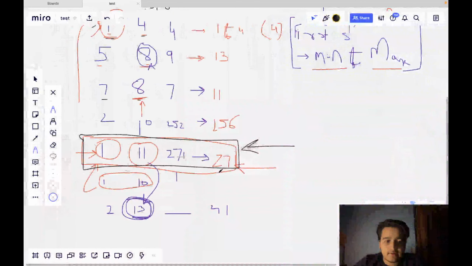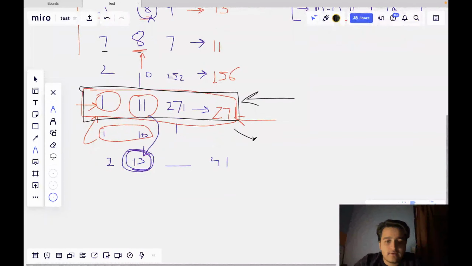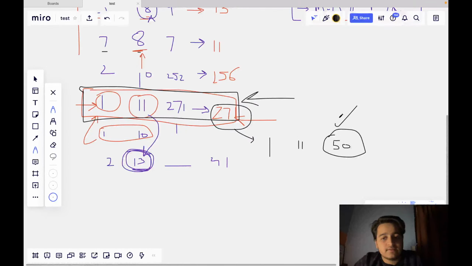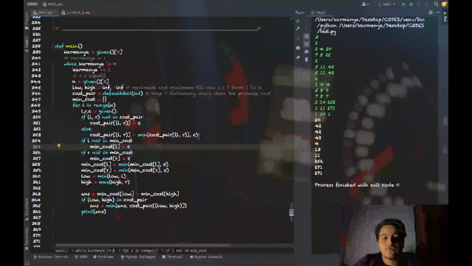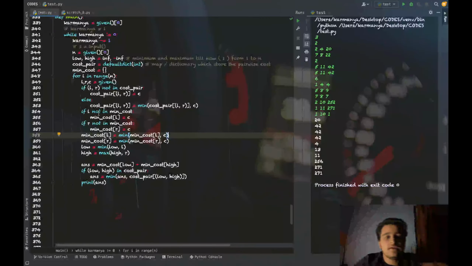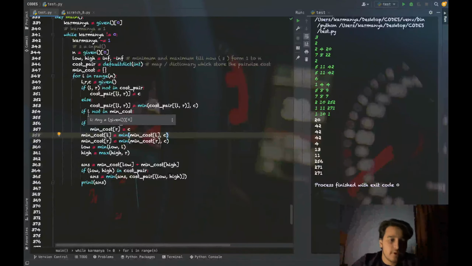Because suppose there is another segment which is like 1 to 11 and it costs only 50 coins, so I have to take the minimum out of these two, the minimum out of 50 and 271. So that is definitely what I will prefer. So I've taken the minimum out of the two cost pairs, and then I have taken another dictionary which is minimum cost, and it stores the individual minimum cost of the respective limits, you can say.